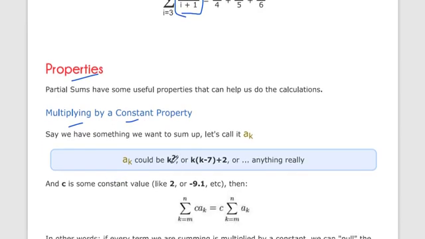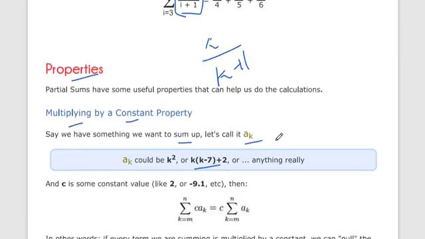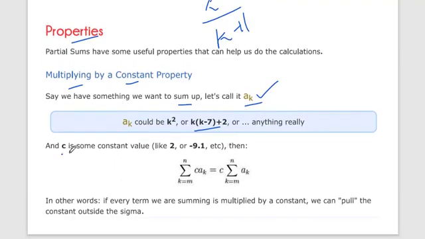Okay, so let's say we have something we want to sum up. Let's call it a_k. a_k could be k square or k minus anything, or k upon k plus 1. We only have to denote this as a_k. And c is some constant value, like 2, 1 by 2, or minus 2 by 5. So if we have the sum from k equals m to n of c times a_k, you can see that c is the constant value.